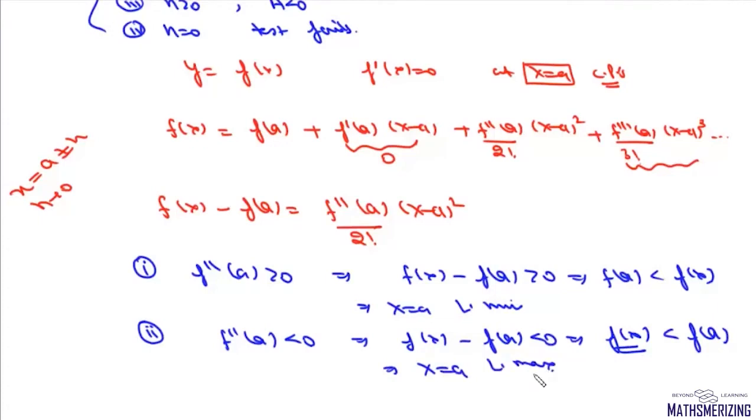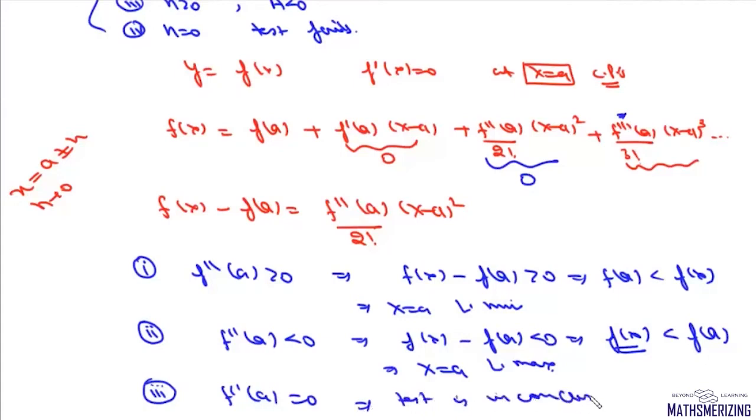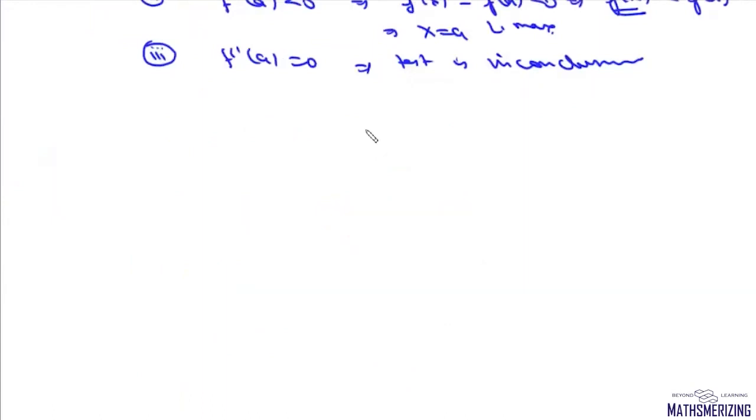And if f double dash a is 0, then in that case we'll have to look for the sign of f triple dash a. So that means now this second derivative test is inconclusive. Now we'll try and figure out the rationale behind the second derivative test for multivariable functions. So suppose we have a function, say z equals f(x, y), and we have a critical point at (a, b).